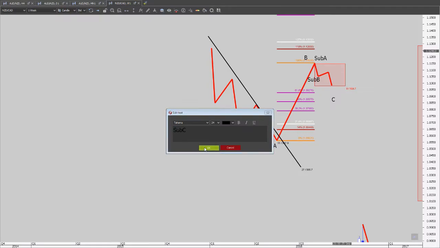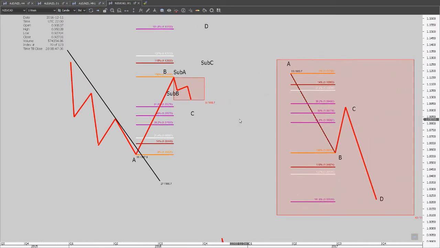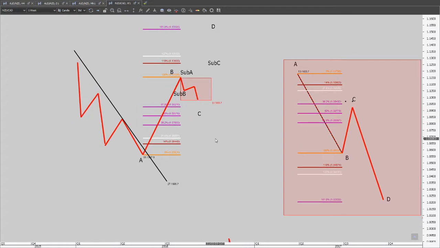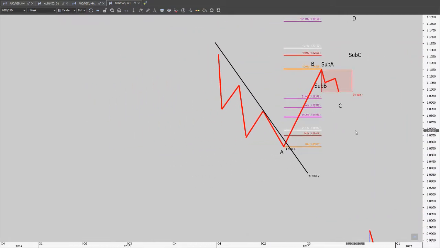Sub C. What are the rules of the original Fibonacci again? What is the C of the original down Fibonacci on the downtrend? The C is the highest point inside the AB boundary before the market hits the appropriate extension. So if you just link the same rules to the retracement, where is the sub C? Well, the sub C is the highest point inside the sub A and sub B boundary after the sub B before the market hits the appropriate extension, right?